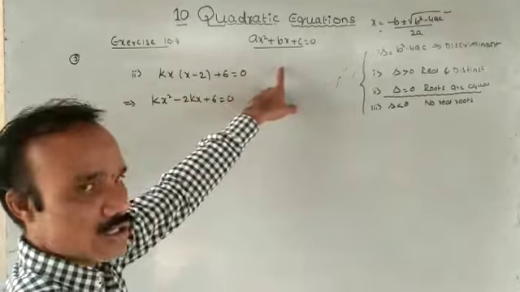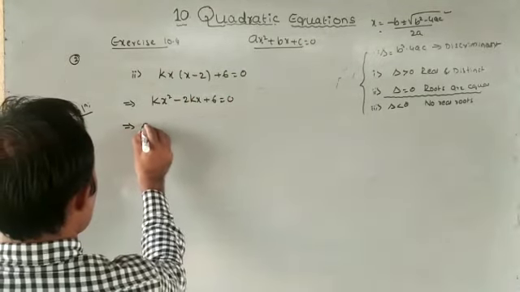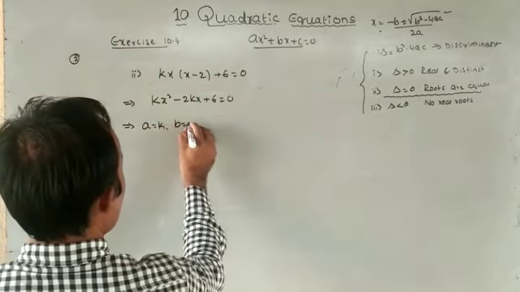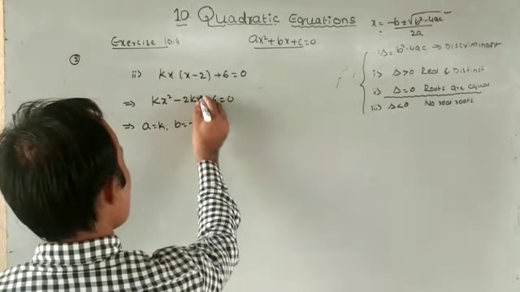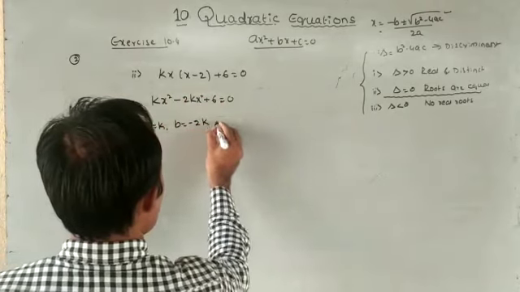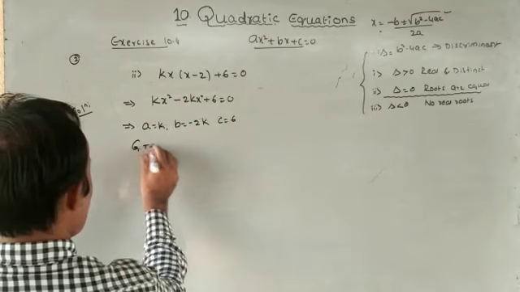Now this is of the form ax square plus bx plus c is equal to 0. What is the value of a? Coefficient of x square, that is k. What is the value of b? Coefficient of x, that is minus 2k. What is the value of c? That is 6. And what is the given condition?